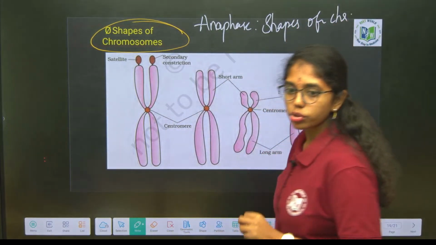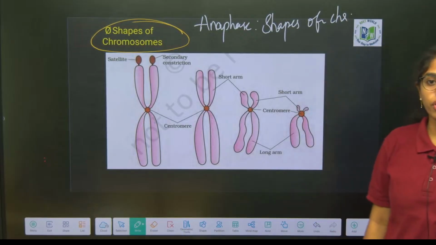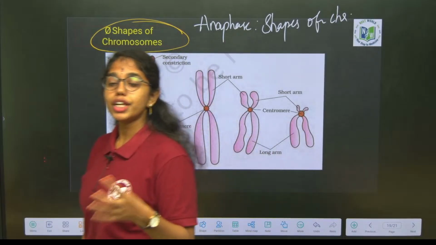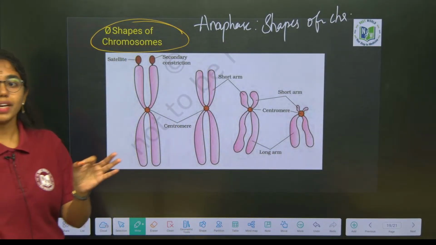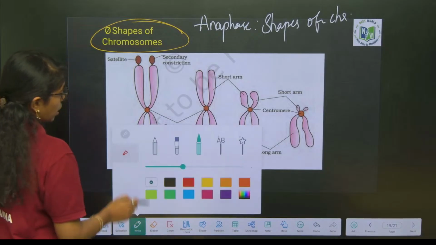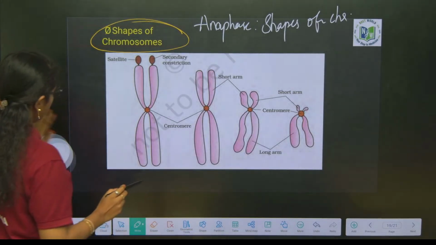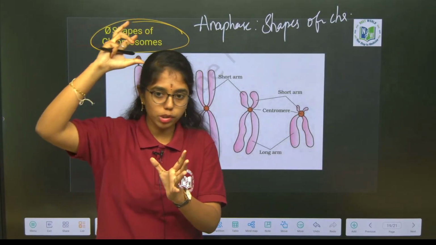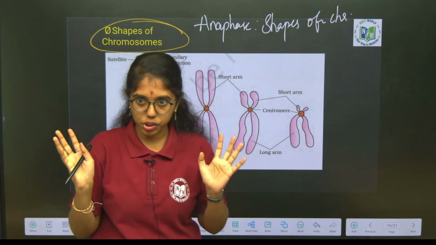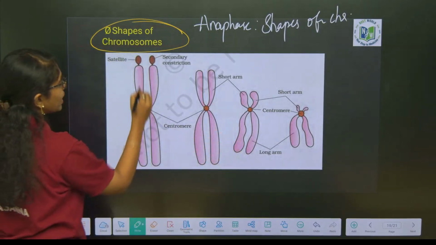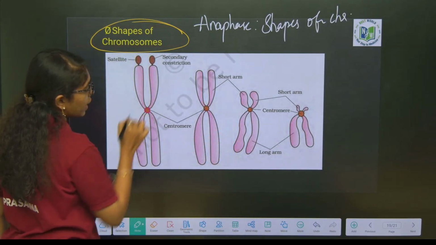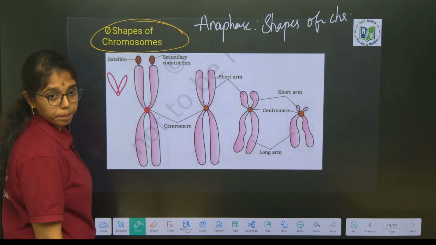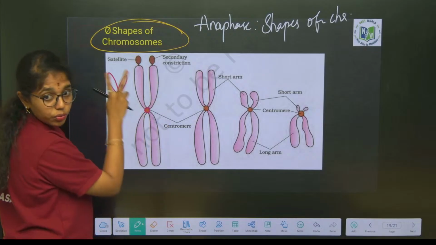Under the microscope, if you want to clearly see the structure of a chromosome, under which phase do you have to see? Metaphase. If you want to see different shapes of the chromosomes, under which phase? Anaphase. Now clearly observe this. When centromere splitting happens and two chromosomes are moving to the opposite poles, they can move in different shapes. If the two arms of the chromatids are equal and the centromere is at the center, that moves in the form of a V shape like this. Two equal arms with V shape.